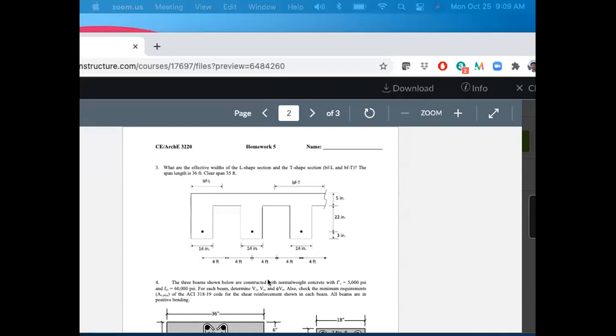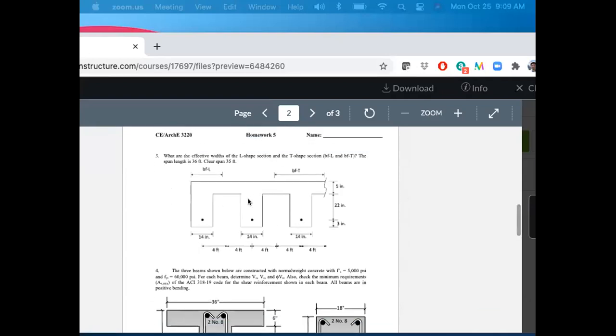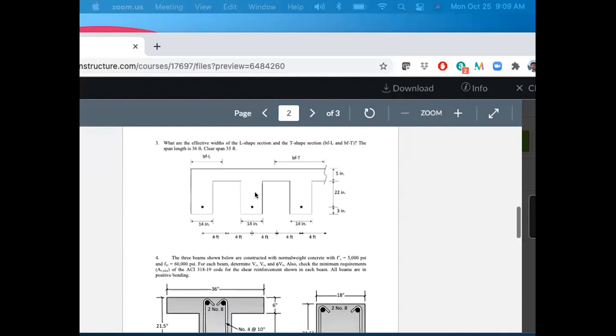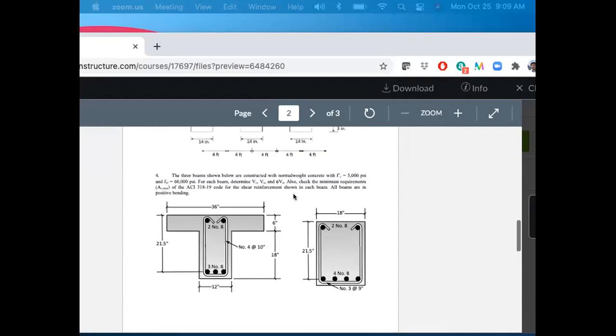Let me share it again. Now, this is the T beam and L shape, right? So here, what are the effective widths, which is here, BFT and BFT. I call it a different name, but same thing, it's just BEFF, right? And find out that there's no calculation on the bending moment on these two sections, so not too bad.